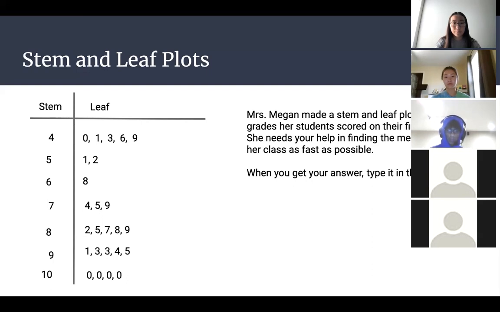Remember, you don't have to convert the stem and leaf plot to actual numbers. Think about another really fast way to do it. So I already see an 85.